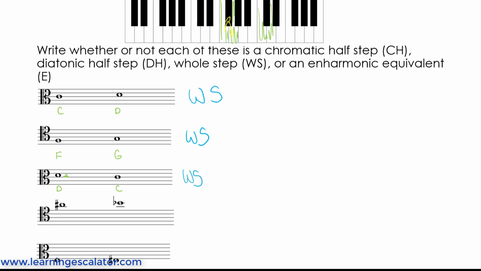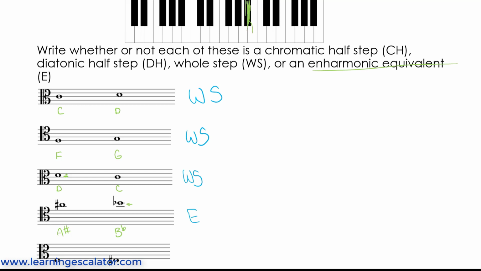Now the fourth one, it's the tenor clef. So C, D, E, F, G, A. So this is A sharp. And this note is B flat. So on the keyboard, A sharp is over here, and B flat is also over here, so it's an enharmonic equivalent.